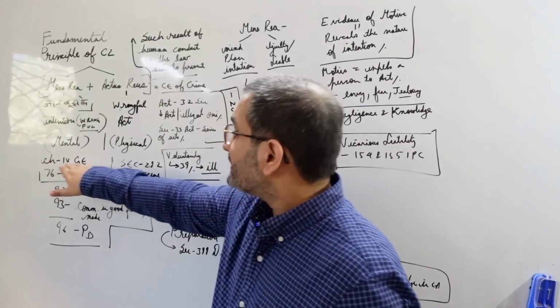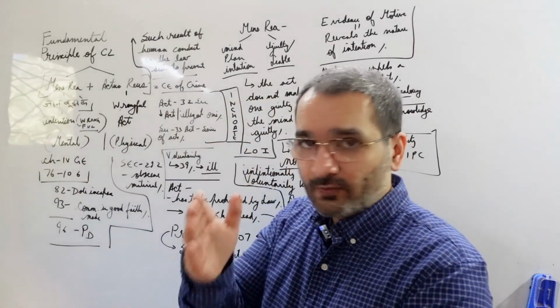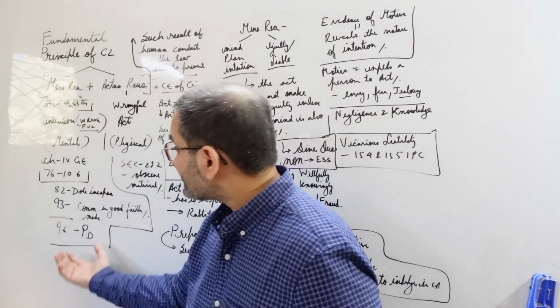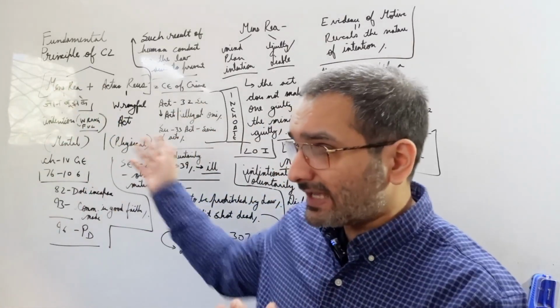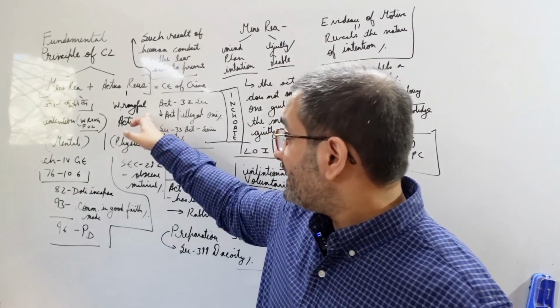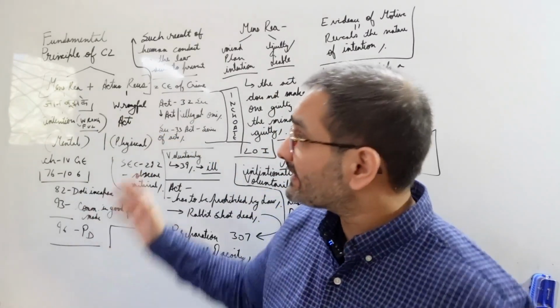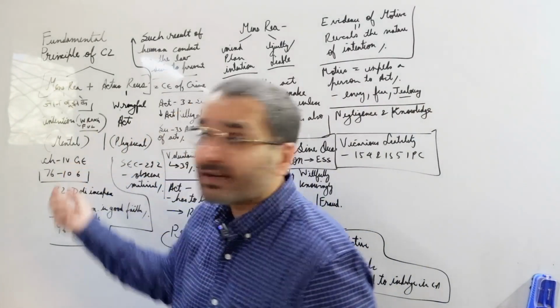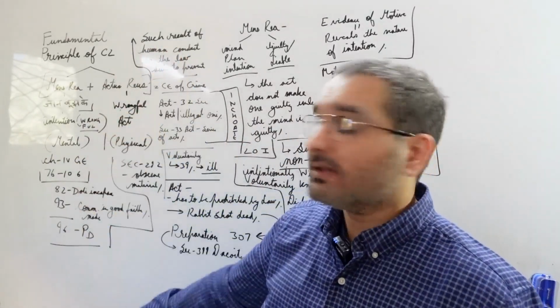And this is where chapter 4, general exceptions, sections 76 to 106, comes in, where the intention is missing. So an act has been committed and it's leading to a wrongful loss to the other, but since the intention was missing, it is a general exception out of the crime.